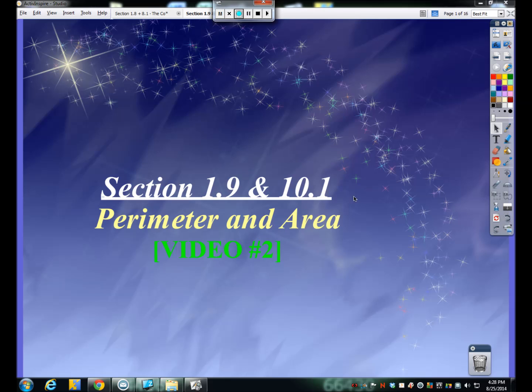Video 2 of our current chapter. We're going to combine two sections here, 1.9 in Chapter 1 and 10.1 in Chapter 10 to talk about two things that really go side by side with each other, perimeter and area. And this should be hopefully a very easy section, hopefully something you've definitely talked about in previous classes.